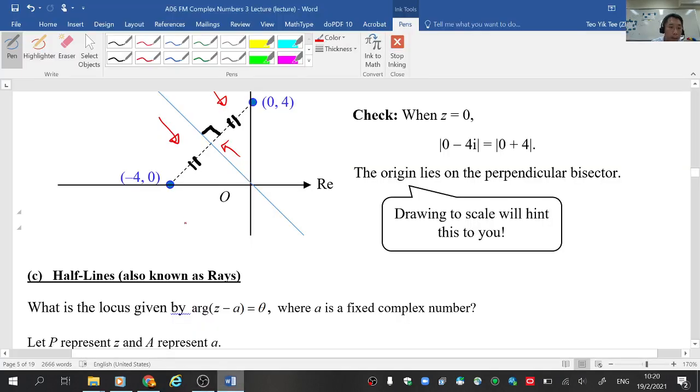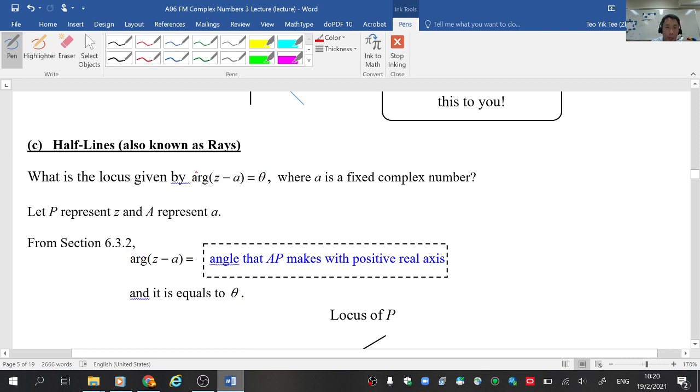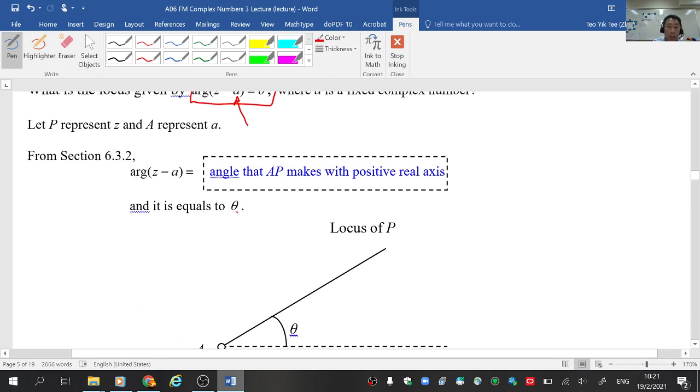Okay, the last standard locus that's within your syllabus will be what we call the half line. The standard equation of half line looks like this: argument of z minus a is equal to theta. Going back to your understanding of the interpretation of argument z minus a, it is the angle or argument of the complex number z as measured from a.